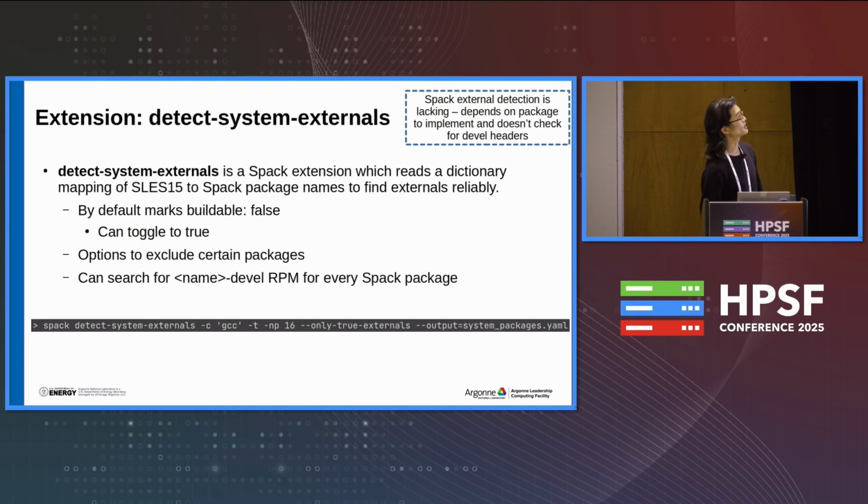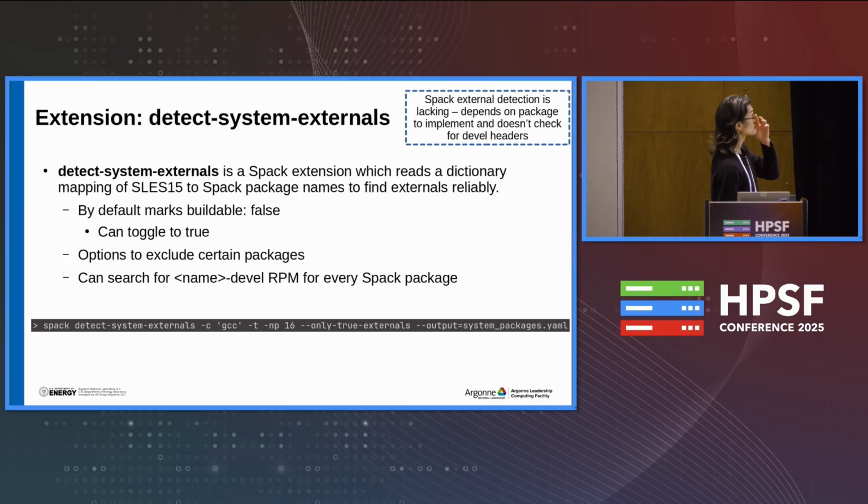OK, so one of the first issues we ran into is that we found Spack's external detection lacking. It first depends on the package to implement it, and a lot of packages don't implement external detection very well. Most packages don't actually check that a development version of the package is installed. So if you have the curl binary available, Spack might think curl is a valid external. But in order to build against libcurl, you need libcurl.so, and you need the curl headers. So we thought that wasn't very good, or at least it was inconsistent.